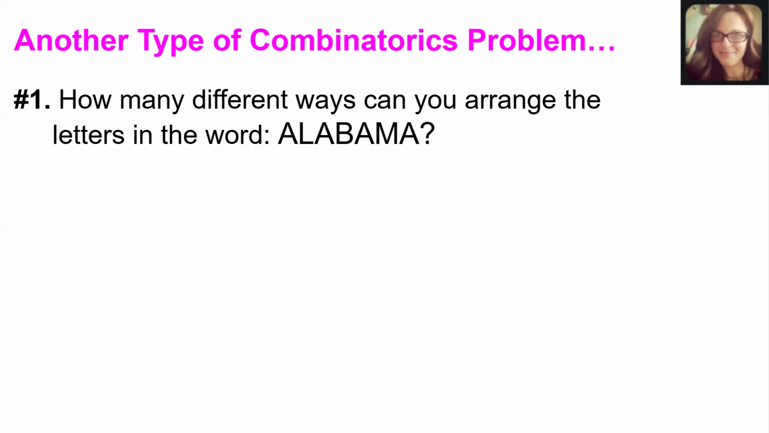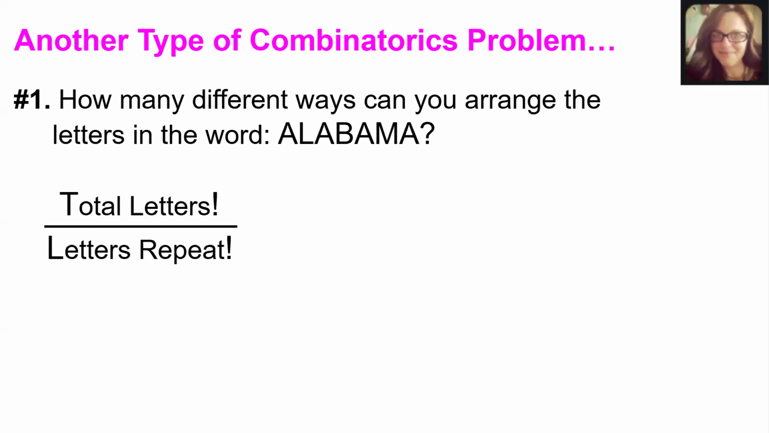Let's do another type of combinatorics problem. How many different ways can you arrange the letters in the word Alabama? So we'll do total letters, factorial in the top, divided by the letters that repeat, factorial in the bottom.